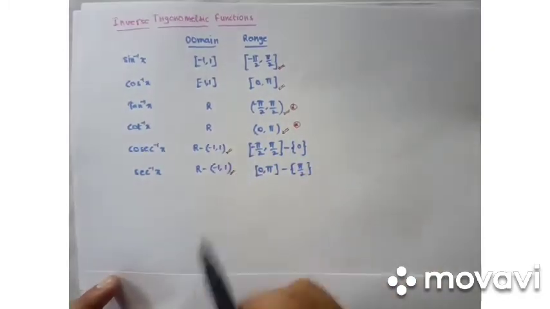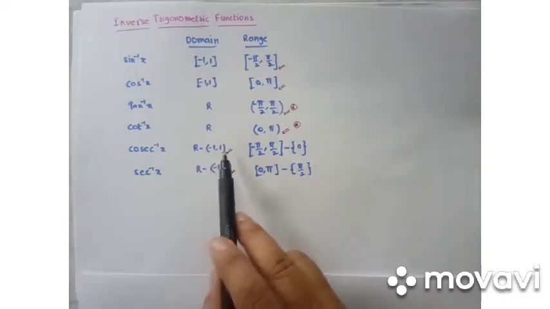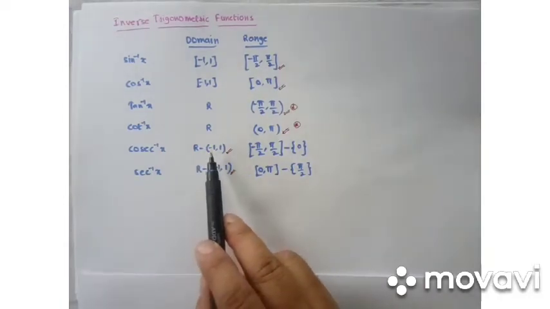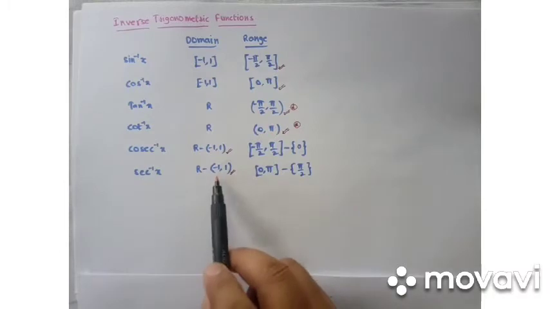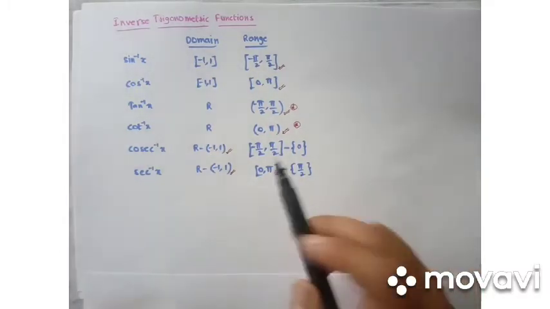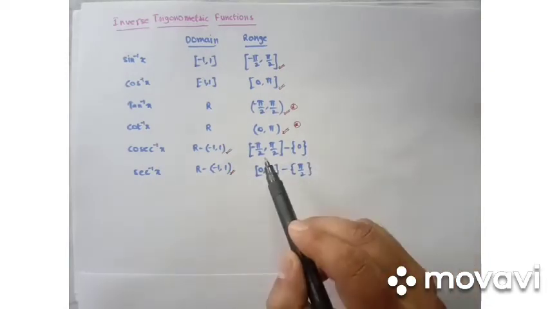And coming to the next, cosec inverse as well as secant inverse, both the domains are the same. So both the domains are the same, R minus the open interval -1 comma 1. And coming to the range.